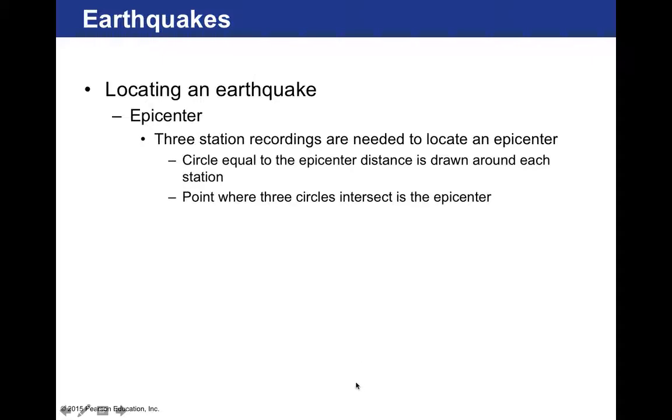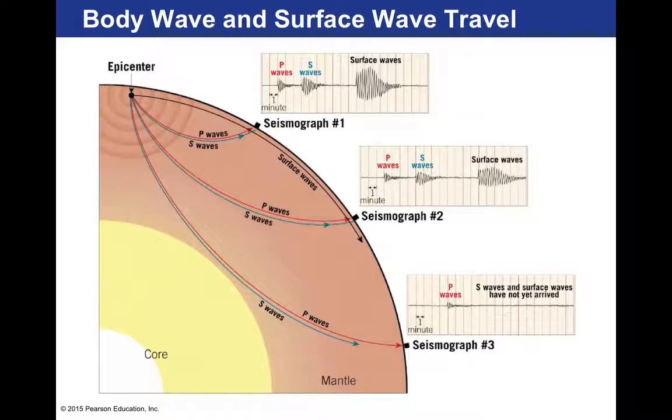Only if you have a third station doing that same circle method will you have 1 intersection point between the 3 circles. There's probably a decent drawing in the book on that. I'm just trying to do it with my mouse pointer here. But just make sure you look in the book and understand how you would locate the epicenter of an earthquake using 3 stations worth of recordings.